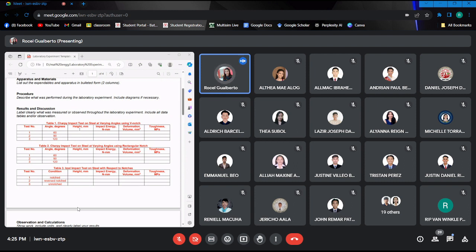And then we compute for the height, the impact energy, the deformation, and the toughness of the material. For the pendulum, this is its initial position, say at 60 degrees, at 90 degrees, at 120 degrees. From this angle, you measure the initial height. You measure the pendulum's initial height with respect to this angle, how high it is.